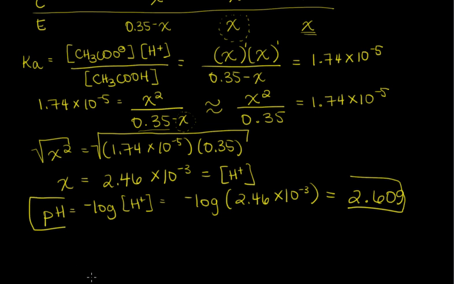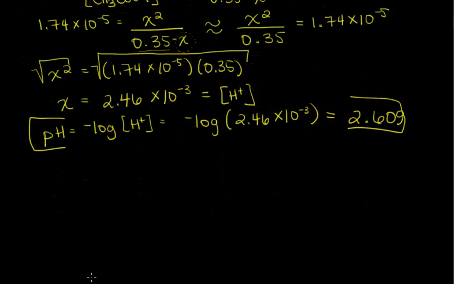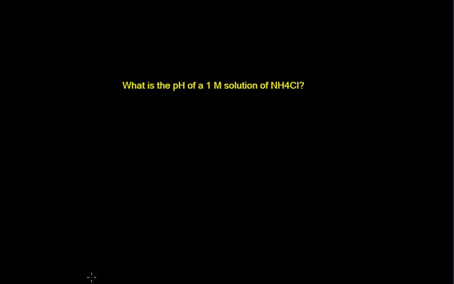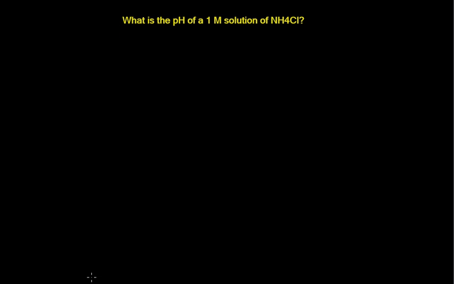Okay, the next question is very similar. What is the pH of a 1 molar solution of ammonium chloride, NH4Cl? And we're going to answer it in a very similar way. So first off, we're going to find the Ka. The Ka value is 5.62 times 10 to the negative 10th. Again, this is in your book, this is online, this will be given to you on exams. Nobody has to memorize these.